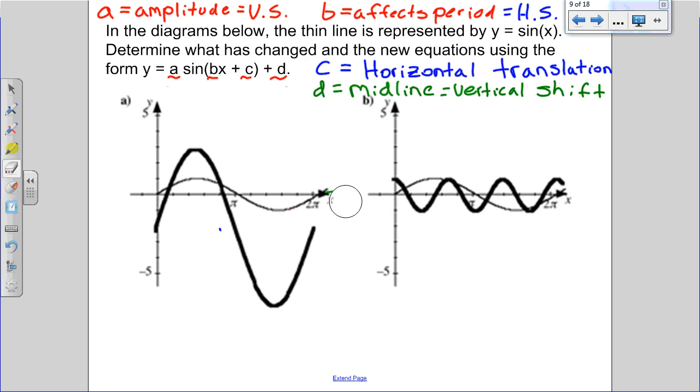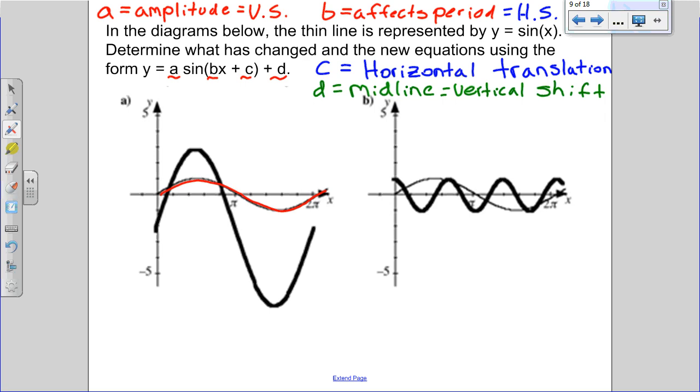Let's see if we can actually calculate them by looking at a graph. Your standard graph is shown. I'll draw it again in red. This is your standard graph. They're saying that it has been changed into this form. So it went from y equals sine x to y equals a sine bx plus c plus d. So it has been altered. Your job is to figure out what a, b, c, and d all are.